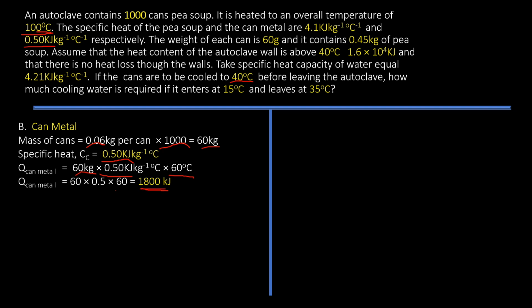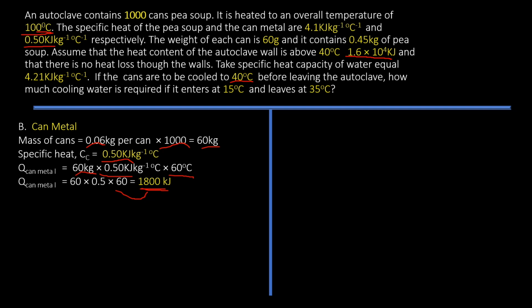Now, we have calculated the heat loss from the can, and we have calculated the heat loss from the pea soup. That was the first calculation we performed, and we already know from the question that the autoclave wall has a heat of 1.6 times 10 raised to the power 4 kilojoule. So we already know the three of them, because the water will absorb the three heats together. The total heat from the three is the total heat that the water absorbed.